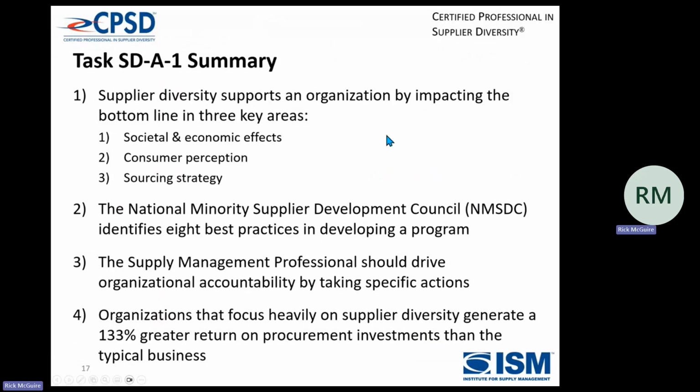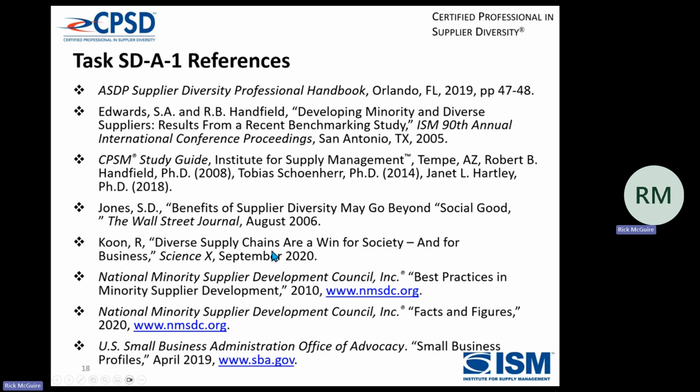That too bugging me. So this is something new that the ISM is doing with their modules. Here's some things at the end for the summary that they're emphasizing. Supplier diversity supports an organization by impacting the bottom line in three key areas: societal and economic effects, consumer perception, and sourcing strategy. And the National Minority Supplier Development Council, NMSDC, identifies 8 best practices in developing a program. And supply management professionals should drive organizational accountability by taking specific actions that we covered in there. Organizations that focus heavily on supplier diversity generate a 133% greater return on procurement investments than a typical business. So those are the 4. And then these are some references.